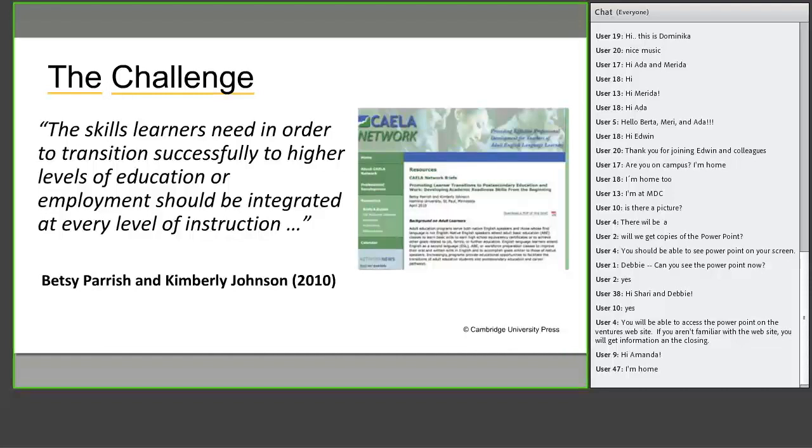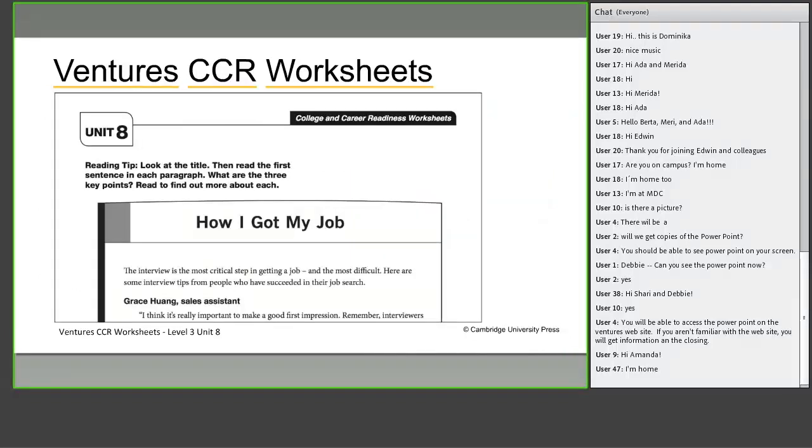The examples we highlight come from the Ventures College and Career Readiness Worksheets. These worksheets were designed to accompany the Ventures student book readings and are available on the Cambridge website in the online Teachers Resource Room. At the end of the webinar, we'll share how to access these worksheets. If you currently use Ventures, these CCR worksheets will augment your instruction. But if you aren't using Ventures, and we wish you were, you can still use these worksheets. They will give you ideas on how to promote an upward shift in the knowledge, skills, and abilities your learners need to meet the more rigorous standards.